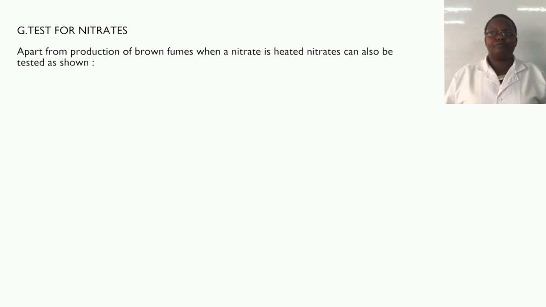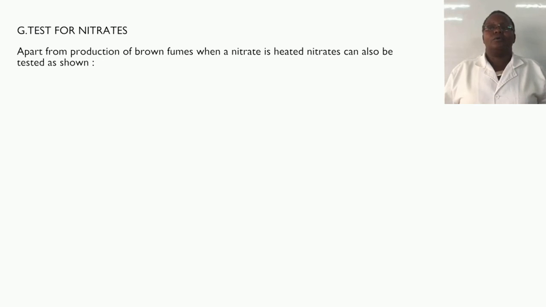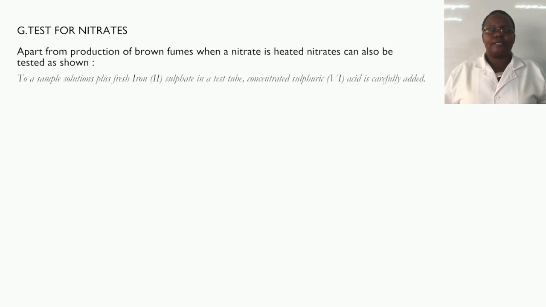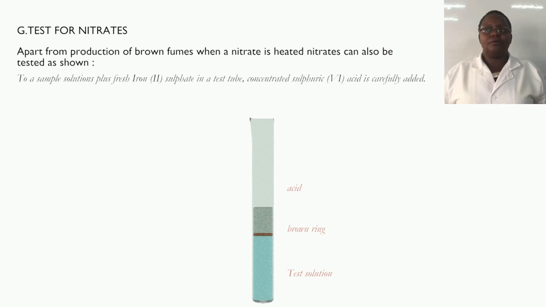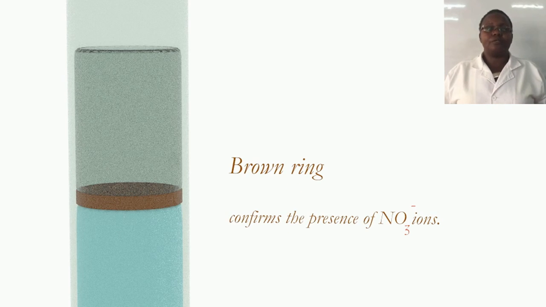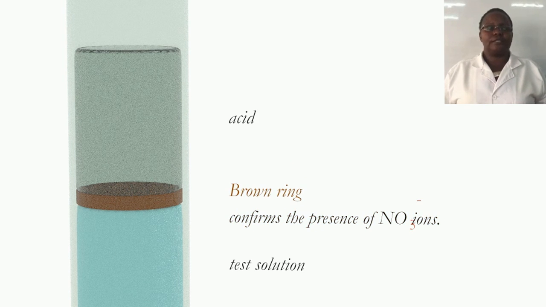Okay, test for nitrates. In the lab, when we are looking at nitrates, apart from heating that produces brown fumes, we also have other tests. When you have a sample of a nitrate, you mix it with freshly prepared iron 2 sulfate in a test tube, then you add concentrated sulfuric 6 acid carefully, drop by drop, down the side of the tube. At the junction of the two layers, a brown ring is formed.